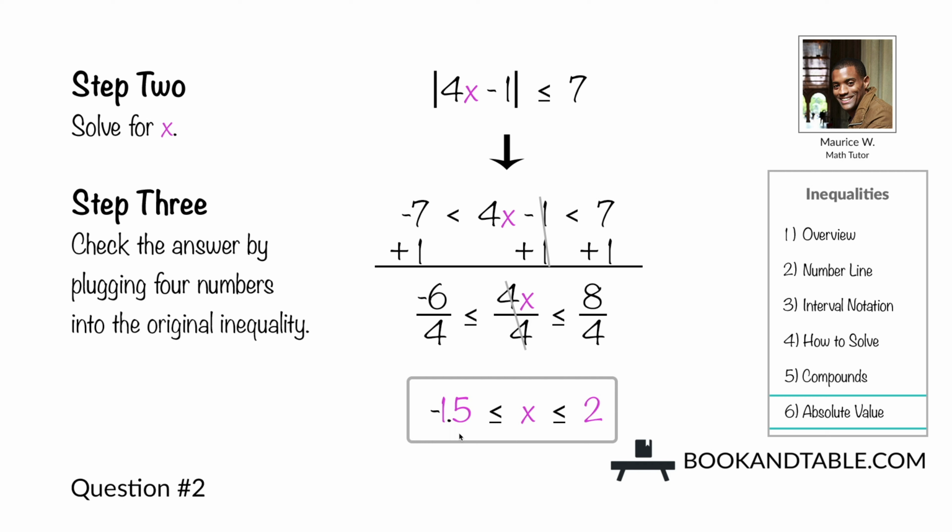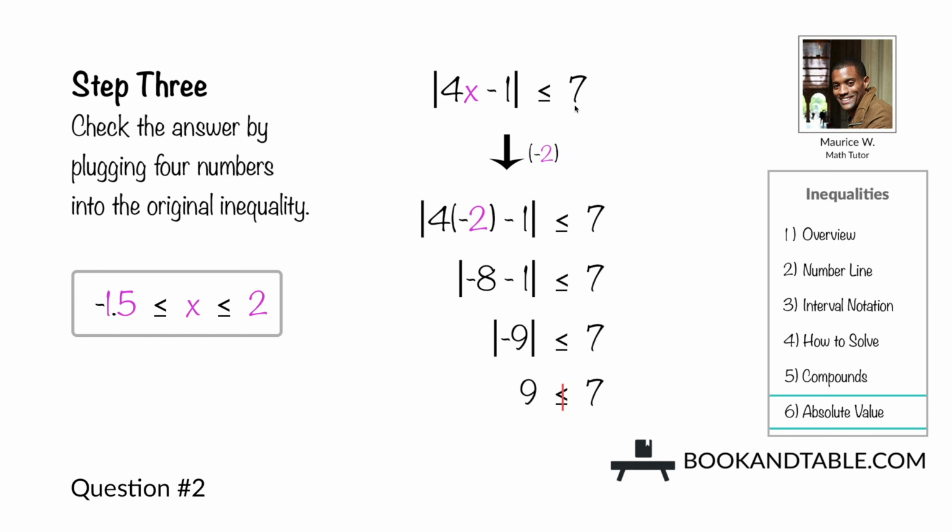And we want to check the answer by plugging 4 numbers into the original inequality. The absolute value of 4x minus 1 is less than or equal to positive 7. So we'll plug in 2 numbers to test the left end. We'll plug in negative 2 since that should not work. And then we'll plug in negative 1.5 since x can equal negative 1.5.